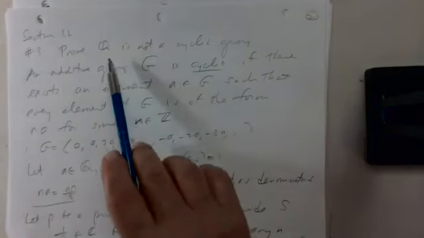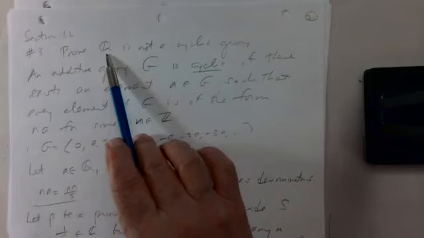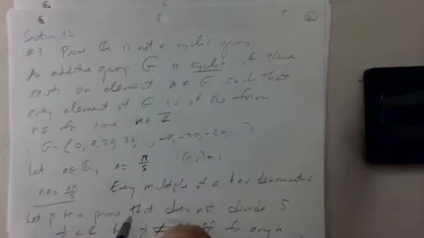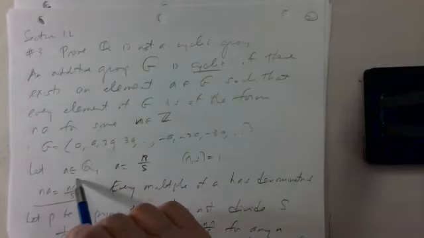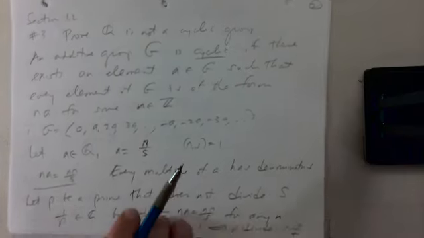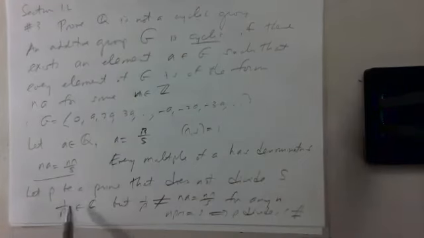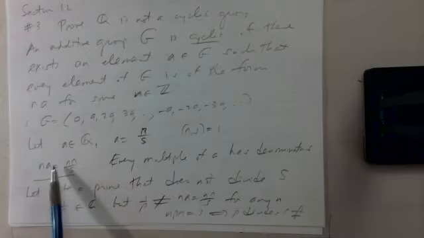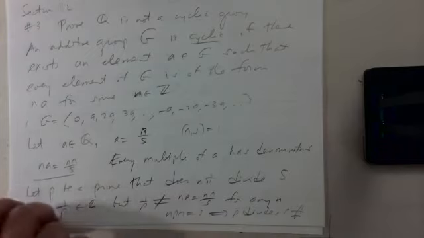I proved problem 3 in section 1.2, which was to show that the rational numbers as an additive abelian group is not cyclic. And the idea was that if you take any rational number, it's a fraction R over S, its multiples only give you fractions with denominator S. So any fraction whose denominator is not a divisor of S will not be written in this form. The simplest example would be to choose a prime P that doesn't divide S, then the perfectly legitimate rational number 1 over P is not a multiple of this number A. So the rationals are not a cyclic group.